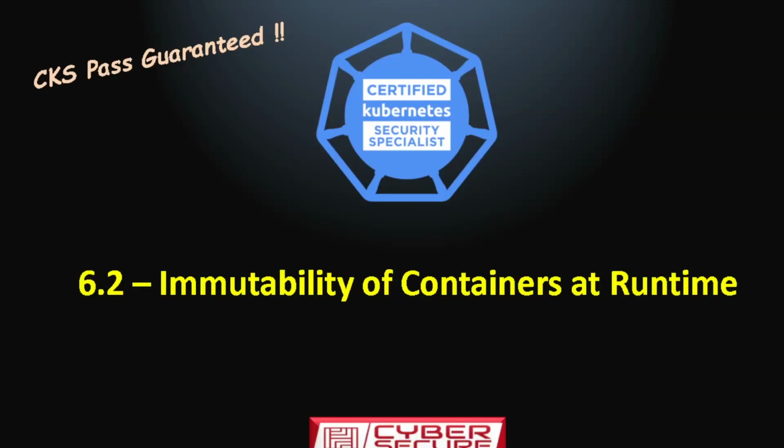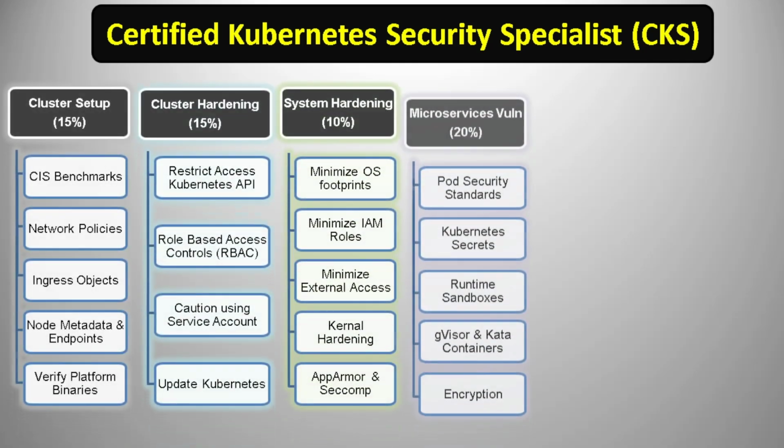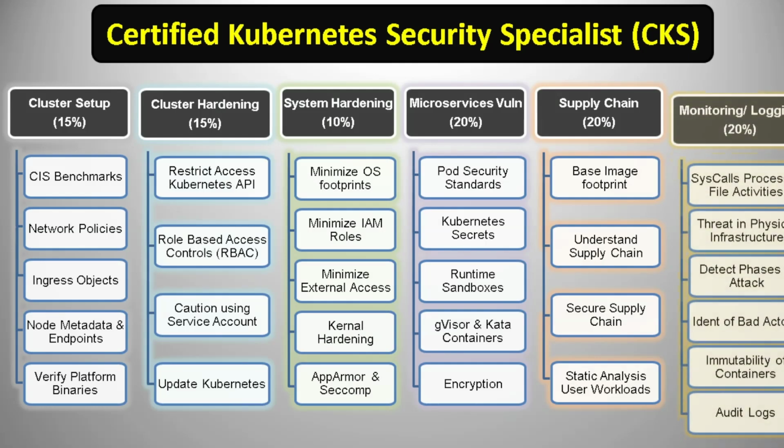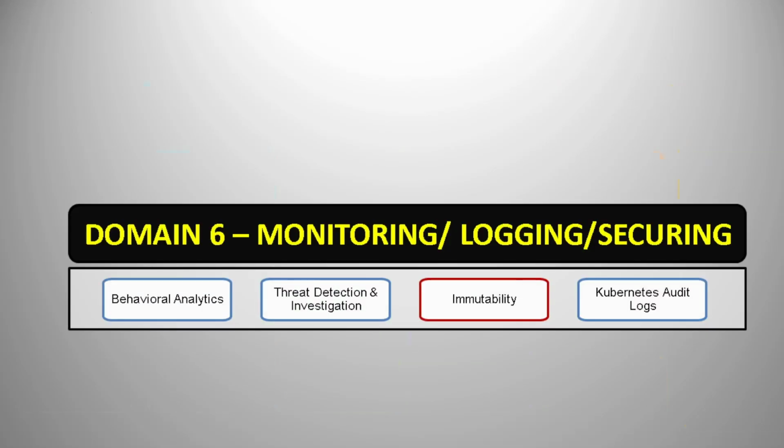Continuing with CKS exam essentials, the exam outline, broadly divided into 6 domains, is flashed on the screen. In today's video, we will continue the 6th domain, which is monitoring, logging, and runtime security, having 20% weightage as per September 2024 format. Today, we will cover ensuring immutability of the container at runtime.